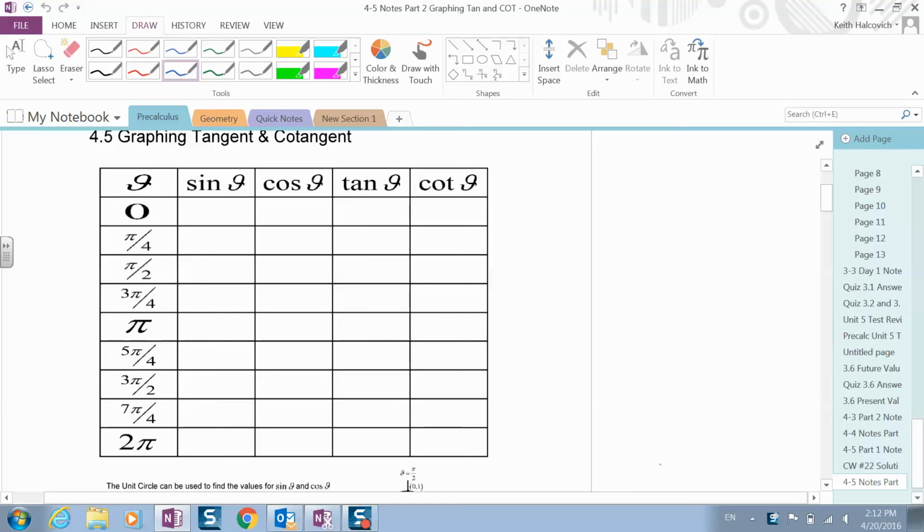Welcome to tonight's video on graphing the tangent and cotangent. Before we get started with that, let's just review quickly the exact values for the trig functions on the unit circle.